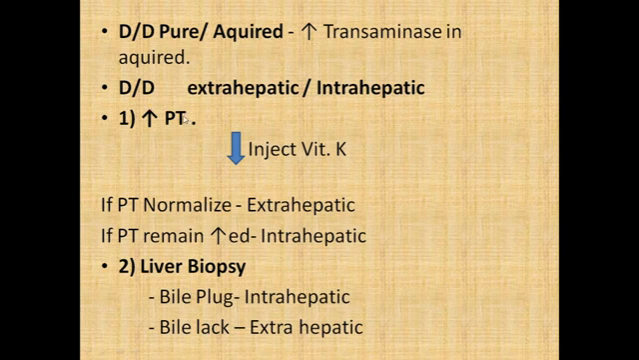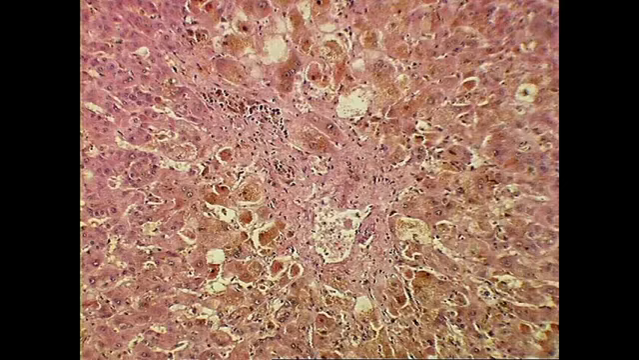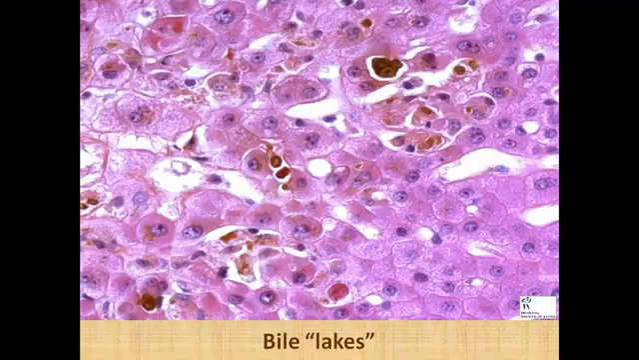With increased prothrombin time, we have to inject vitamin K in the patient intramuscularly. After injection of vitamin K, if prothrombin time is normalized, the cause is extrahepatic, but if prothrombin time remains elevated after the injection of vitamin K, it is intrahepatic cholestasis. On liver biopsy, there is bile plug in intrahepatic cholestasis and bile lakes in extrahepatic cholestasis. Here you can see accumulation of bile pigment. Here you can see these are the bile lakes.